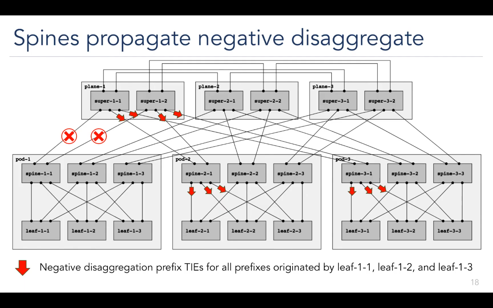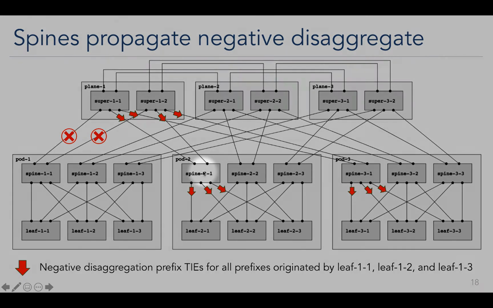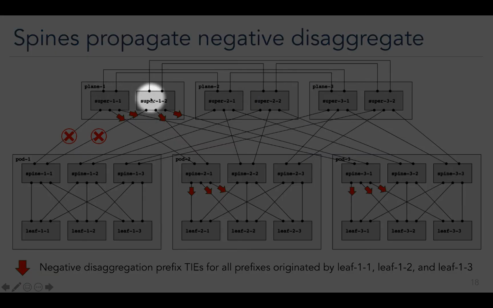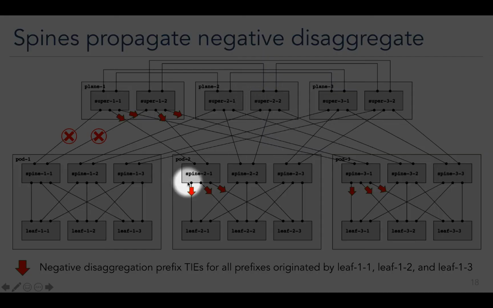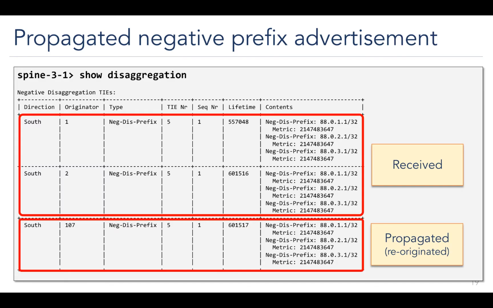Unlike positive disaggregation, negative disaggregation is transitive in the following sense. When the spine nodes receive a negative disaggregate prefix from each of their parent nodes, they realize that they themselves are also no longer able to reach pod 1. And in that circumstance, they propagate the negative disaggregate prefixes to their children, as indicated by these red arrows. Once again, you can use the show disaggregation command in Rift Python to see both the received and the propagated negative disaggregation prefixes on the spine nodes.